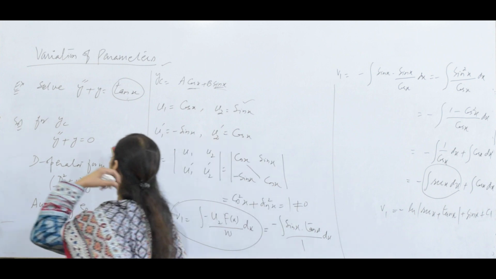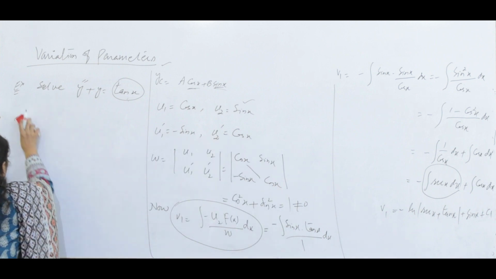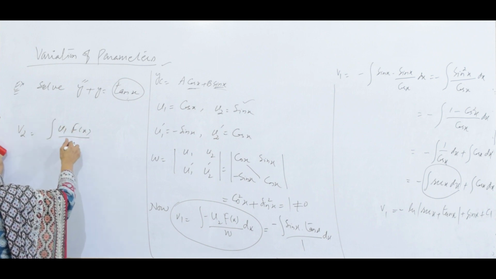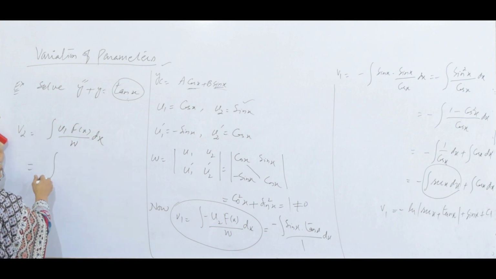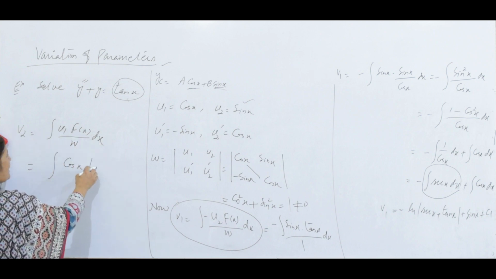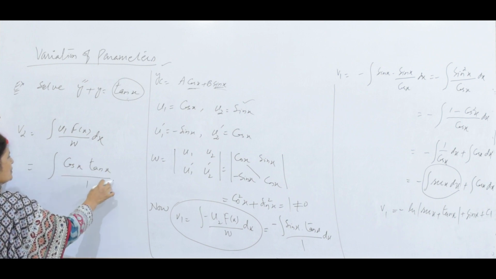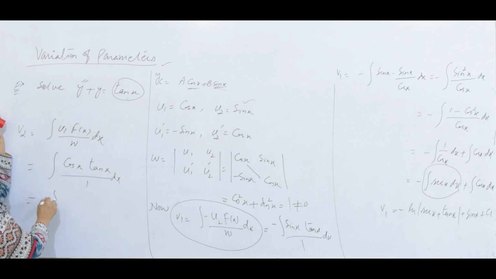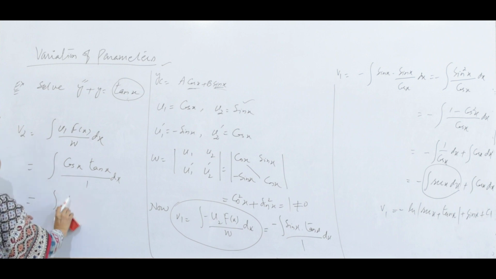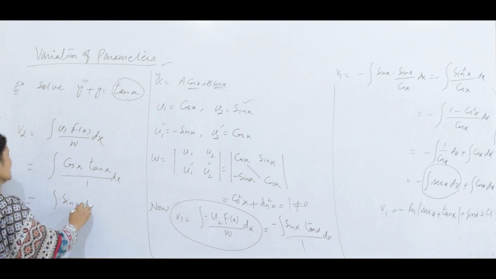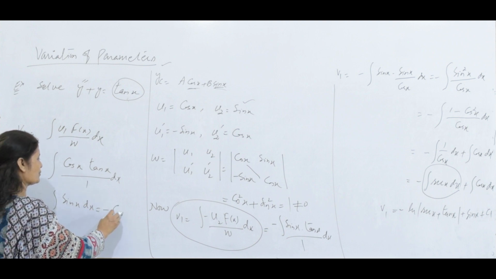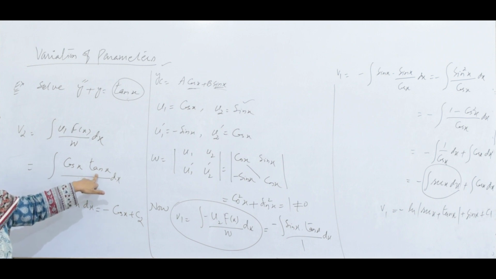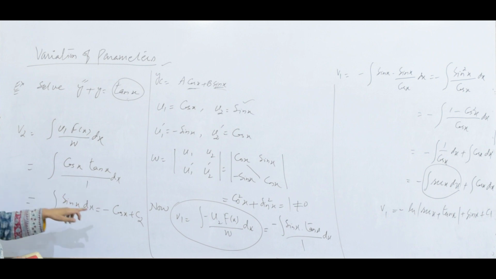Similarly, we are finding v2. v2 is integral u1 f of x over Wronskian dx. Putting the values, u1 is cos x, f of x is tan x over Wronskian, which is 1. Tan x can be written sine over cos and cos cancelled. So you are left with sin x dx. Integral of sine is minus cos x plus c2.